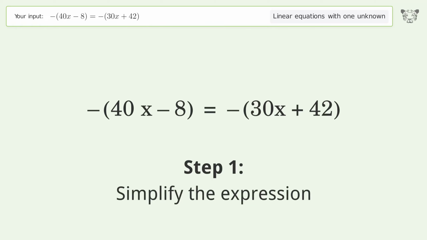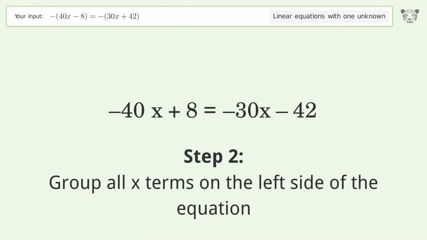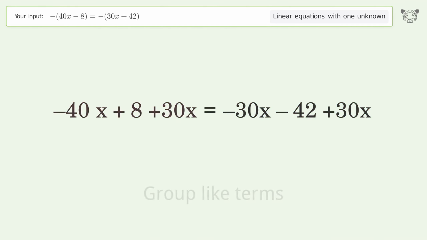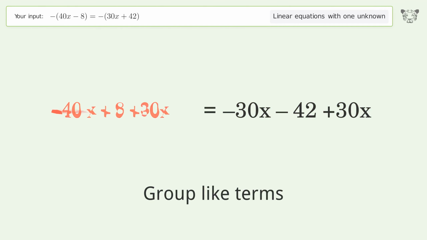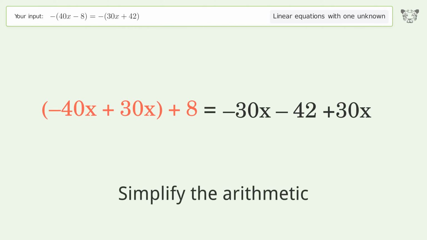Simplify the expression. Expand the parentheses. Group all x terms on the left side of the equation. Add 30x to both sides. Group like terms. Simplify the arithmetic.